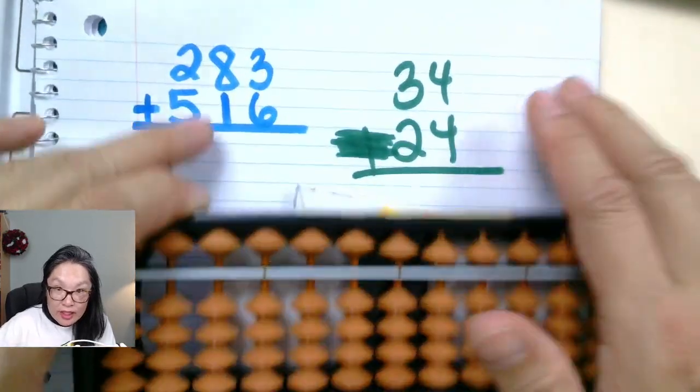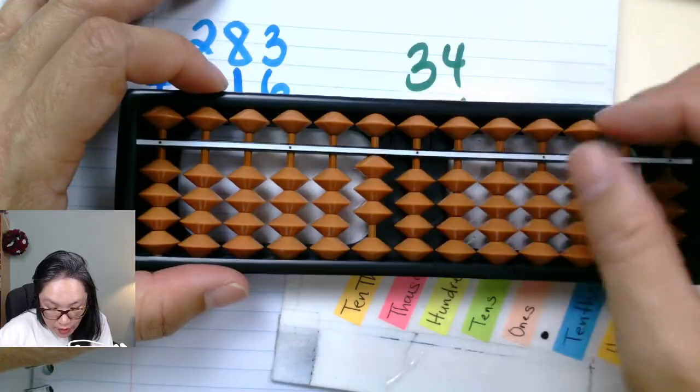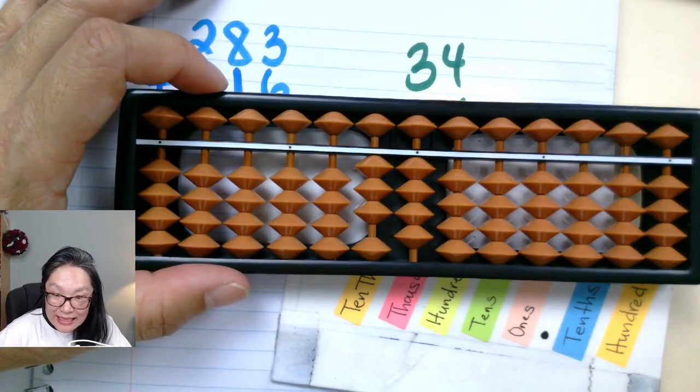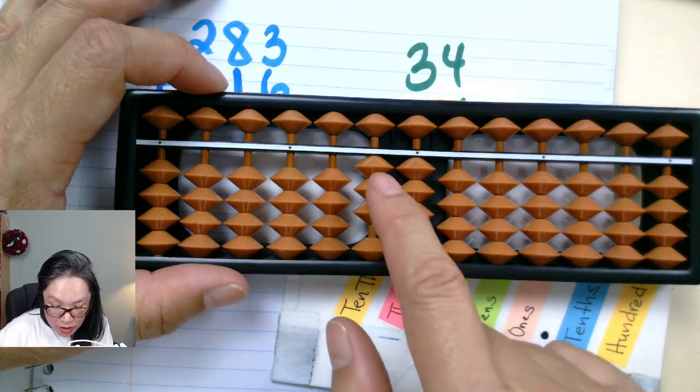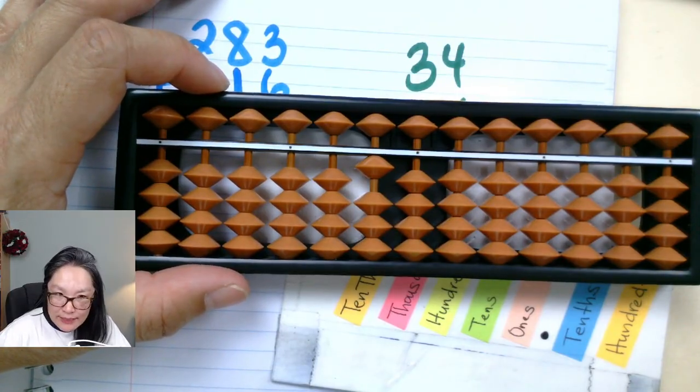Because if we look right here, we'll do 34. I'm going to put 34 on this abacus. When I do 30 and I do 4, it's going to be exactly the same as if I take away 20 and I take away 4. My final answer is 10. So don't be intimidated. It's not always the size, it's about how you use it.